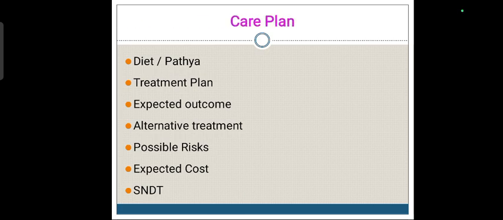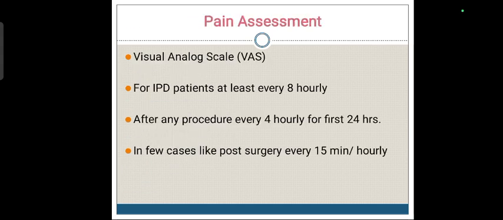Next is care plan. This is also one of the important document for medical record, in which you have to write diet or pathya, then treatment plan, whatever you have planned, expected outcome of the treatment, alternative treatment available, possible risk in the treatment, expected cost of the treatment, and SNDT. That is, every document you have to sign, name, date, and time. Signature, name, date, and time. So that is SNDT.